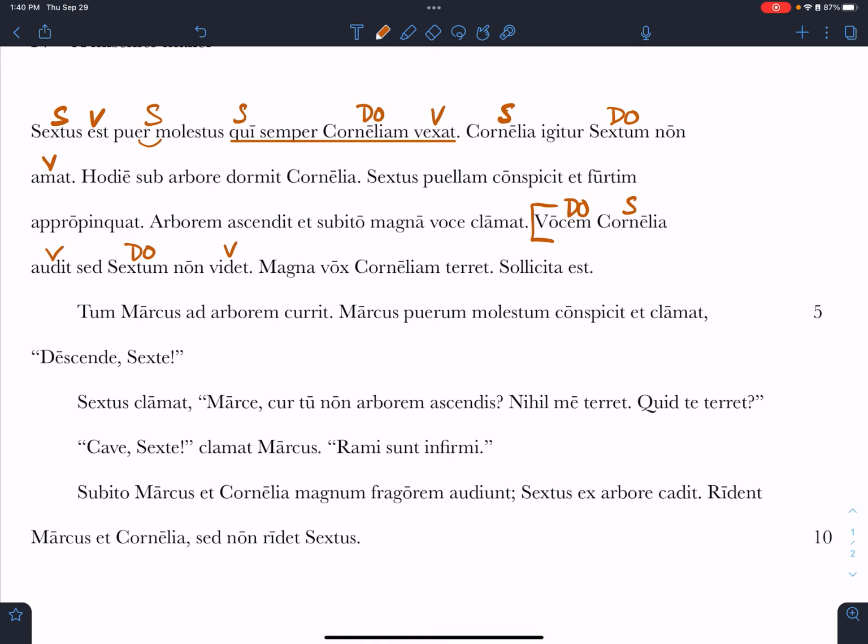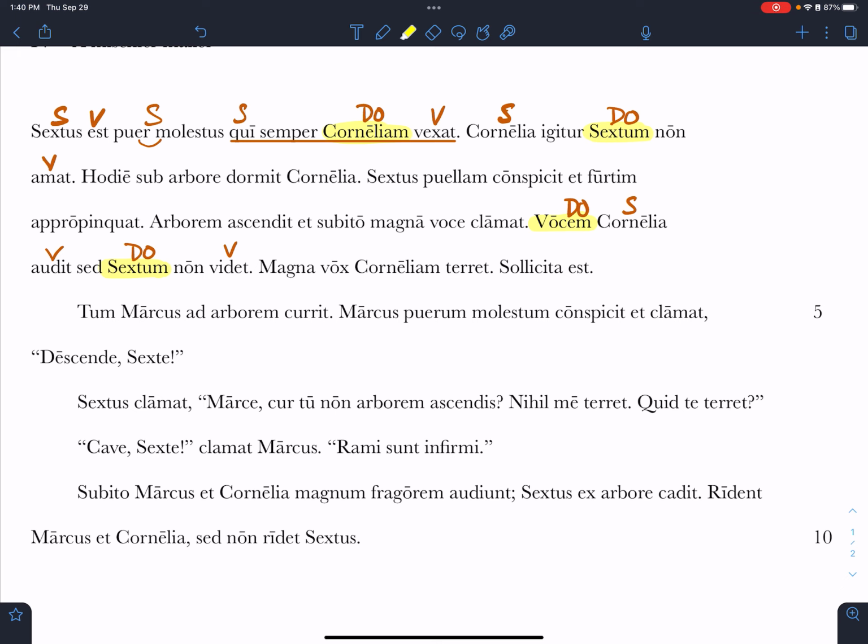Okay, so what I'd like you guys to do is take a moment and look at the words that we marked up as D-O. Take a look at those words. Is there a pattern? What do they all have in common? Genevieve? They all end in M.